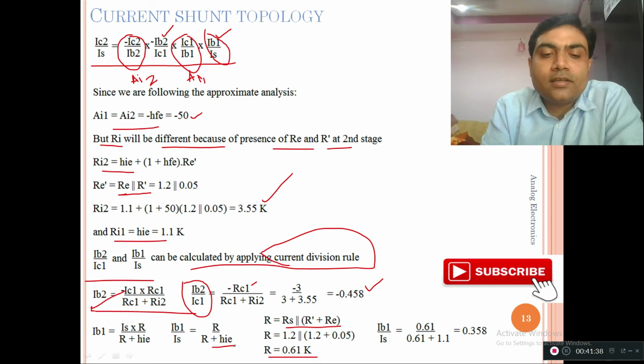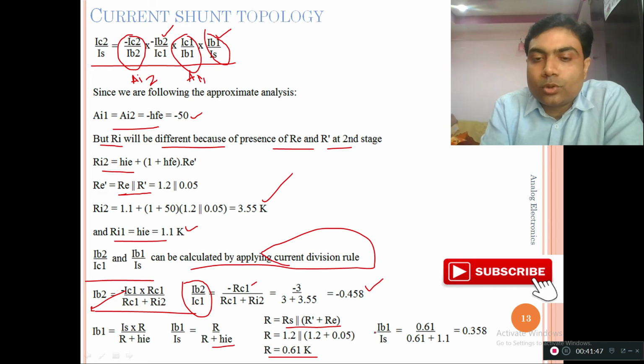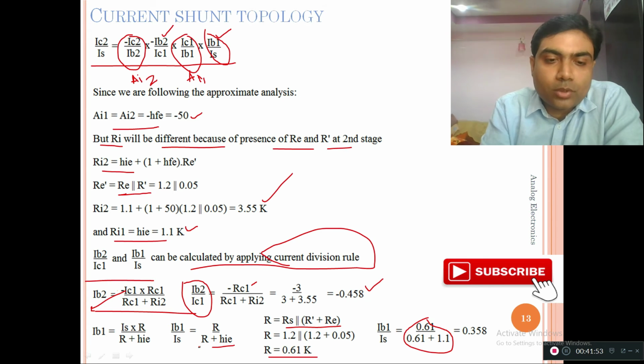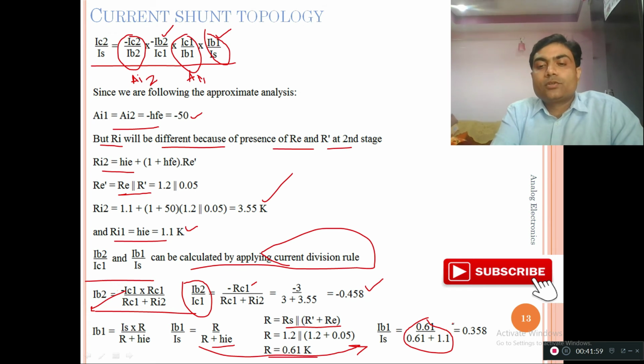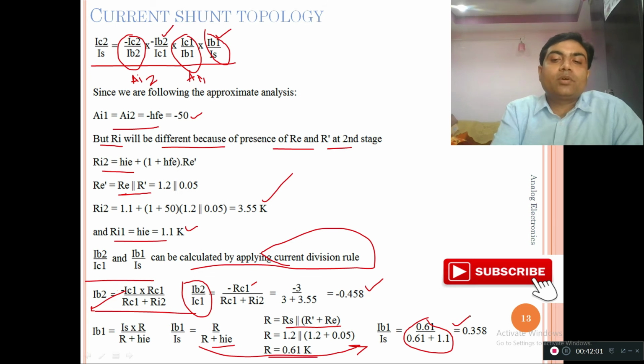And Hie is nothing but Ri1, as we have written over here. So Ib1 upon Is is nothing but 0.61 upon 0.61 plus 1.1. From this formula we come to this, and this is the value of Ib1 upon Is. So we have determined the value of Ai1, Ai2, Ib2 upon Ic1 and Ib1 upon Is.